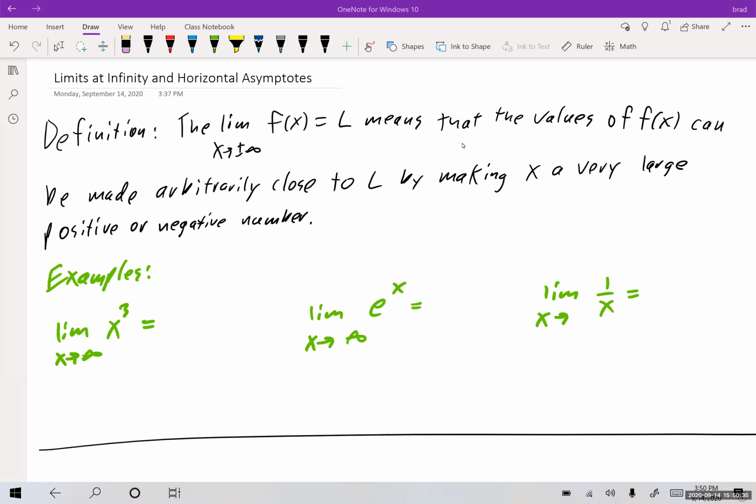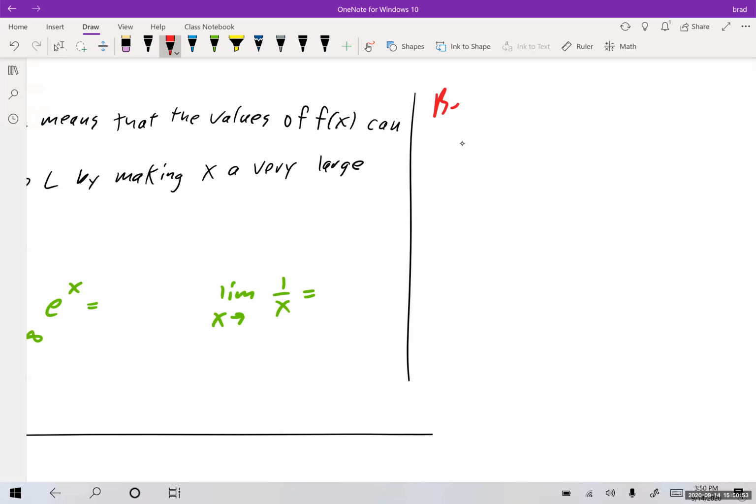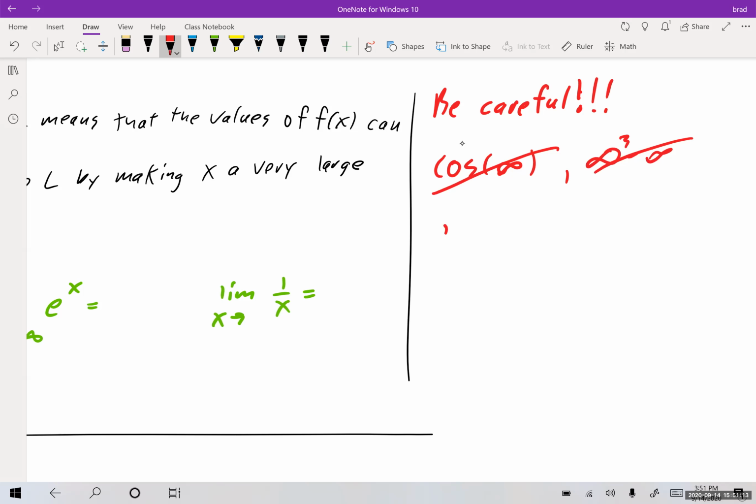I want to warn you again that infinity is not a number that you can do arithmetic with. So be careful. You cannot do stuff like this. You cannot do the cosine of infinity. You can't do infinity cubed minus infinity. You can't do f of infinity, and so on and so on.